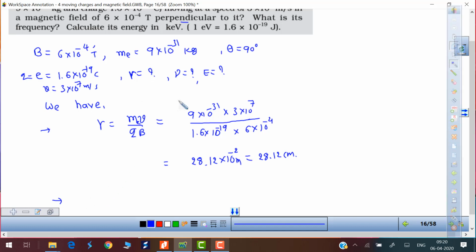Now second part, velocity is given. You have to find out the frequency. The frequency is equal to v upon 2 pi r.